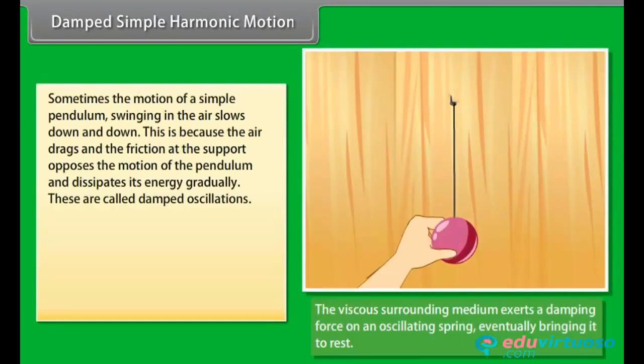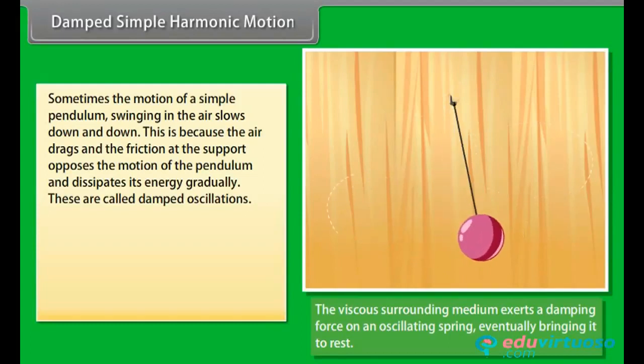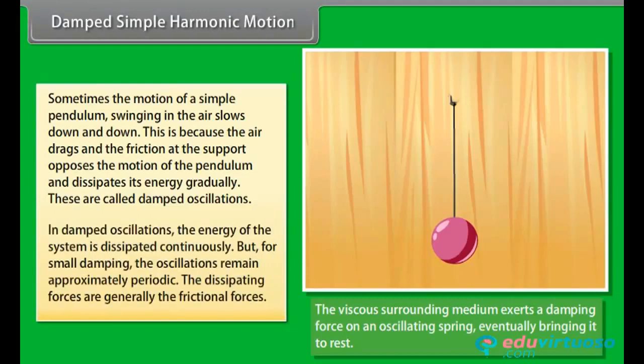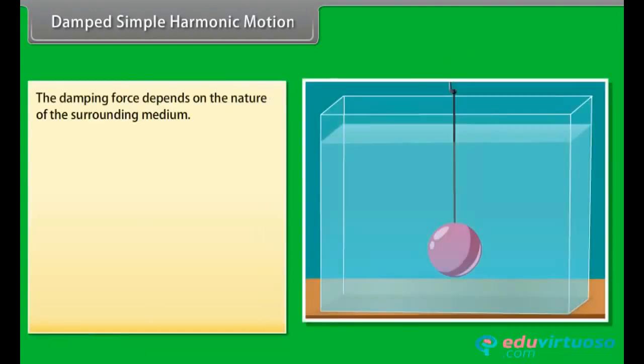Damped simple harmonic motion. Sometimes the motion of a simple pendulum swinging in the air slows down and down. This is because the air drags and the friction at the support opposes the motion of the pendulum and dissipates its energy gradually. These are called damped oscillations. In damped oscillation, the energy of the system is dissipated continuously, but for small damping, the oscillations remain approximately periodic. The dissipating forces are generally the frictional forces. The damping force depends on the nature of the surrounding medium.